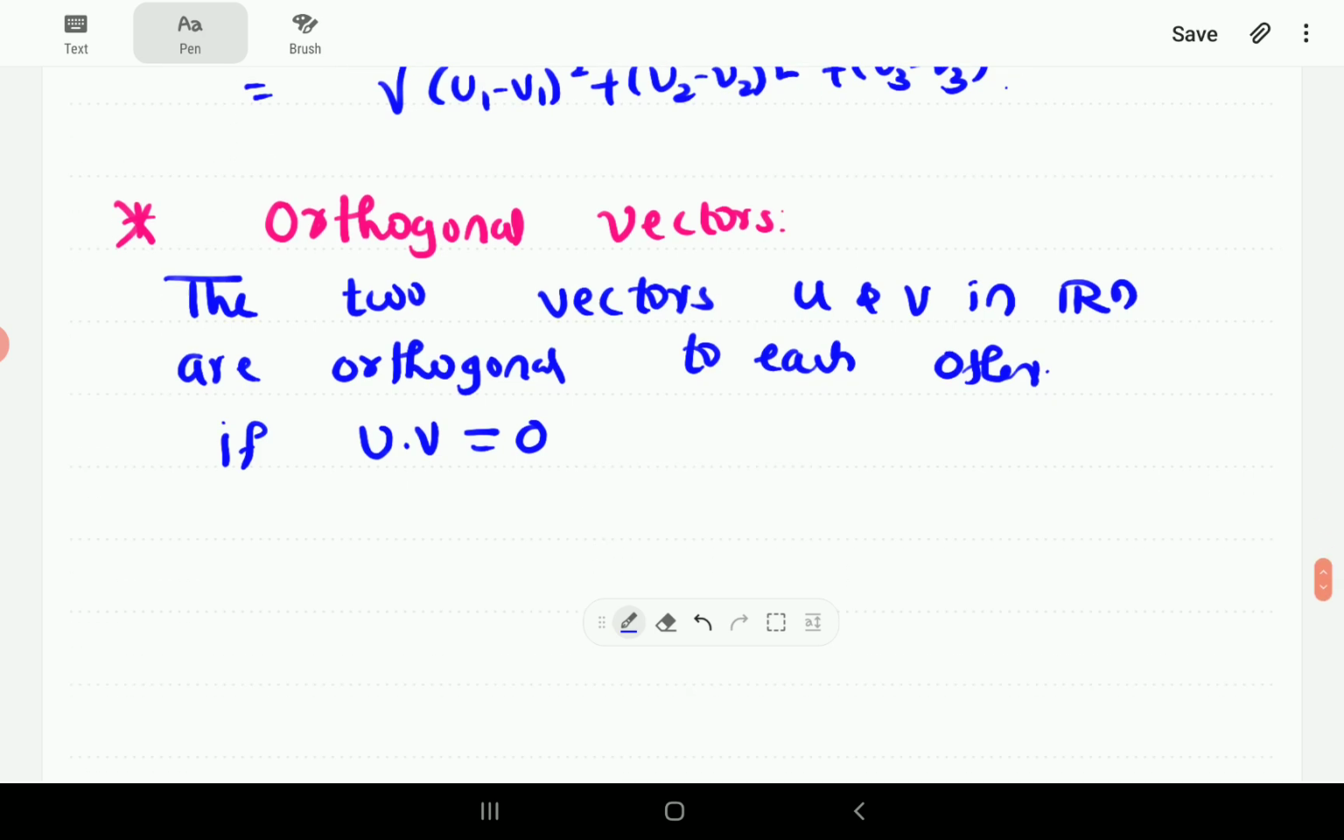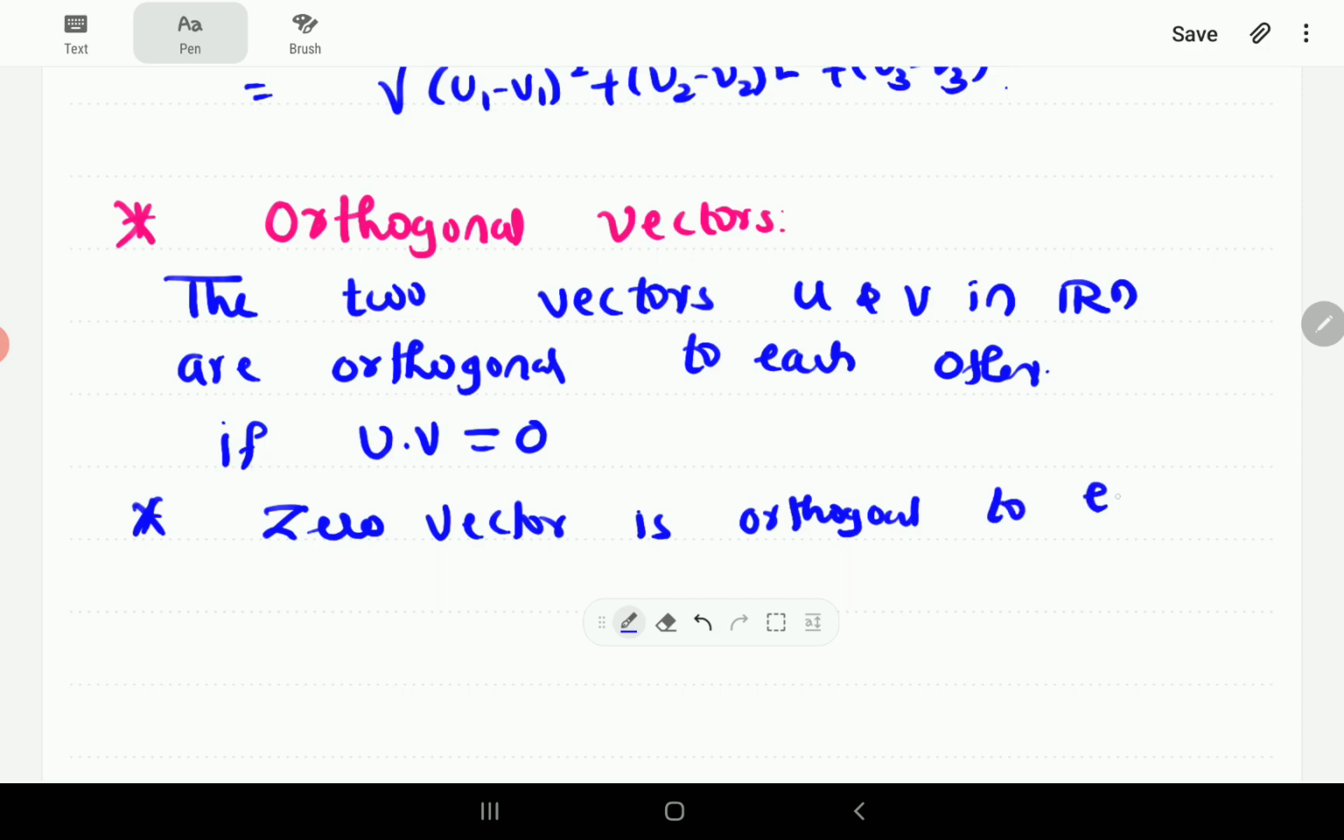A very interesting part is, if you take the 0 vector with any non-zero vector, then the 0 vector is orthogonal to every vector in Rn. Why? Because if you take 0 transpose with any vector v, you will get 0. This is true for every v. So hence the 0 vector is orthogonal to each and every vector. This is very, very important with respect to orthogonality.